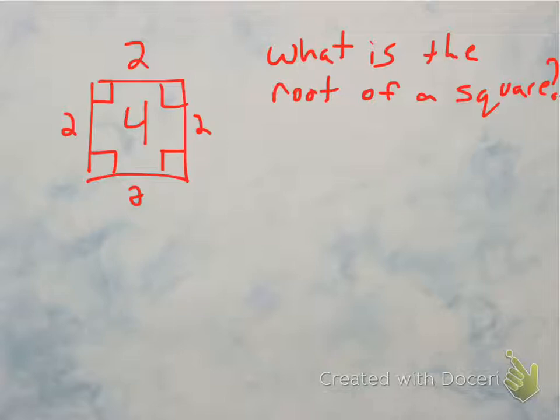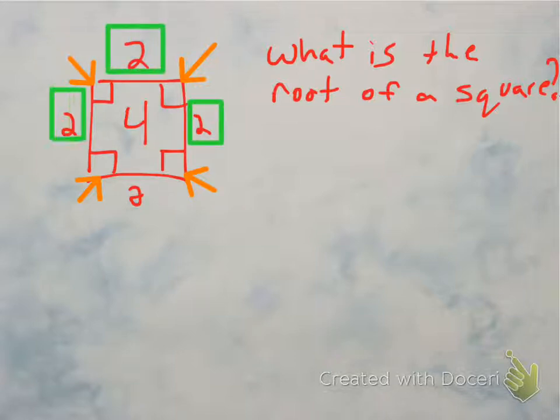What is the square root? Or what is the root of a square? It's what defines a square. So the square is defined by its sides and by the angles inside. All the angles inside have to be 90-degree angles. And then all the sides have to be equal. So all these sides have to be equal. So a square is defined not only by its angles, but mainly by its sides being equal. That's what separates it from being a rectangle.